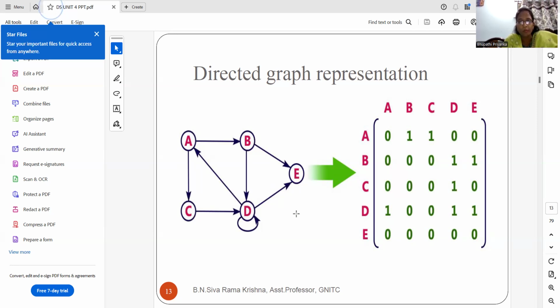So 0. Next, D to A, we have an edge between D and A and we are showing it towards the A vertex. The direction is towards the vertex A. So the value will be 1.